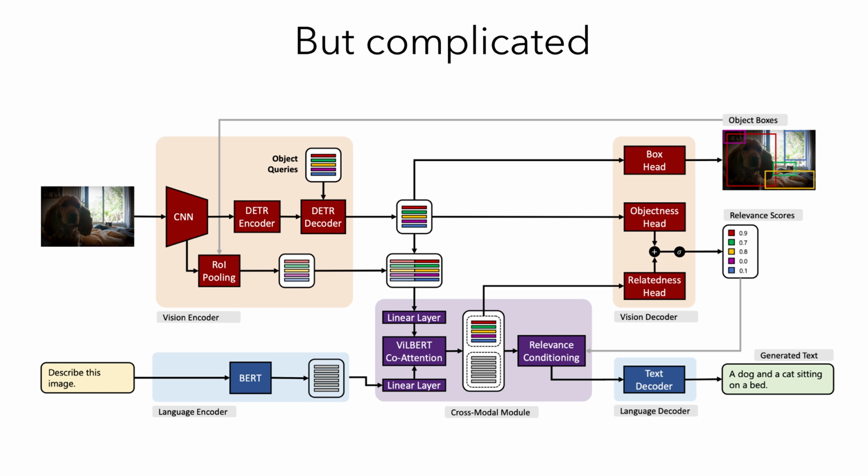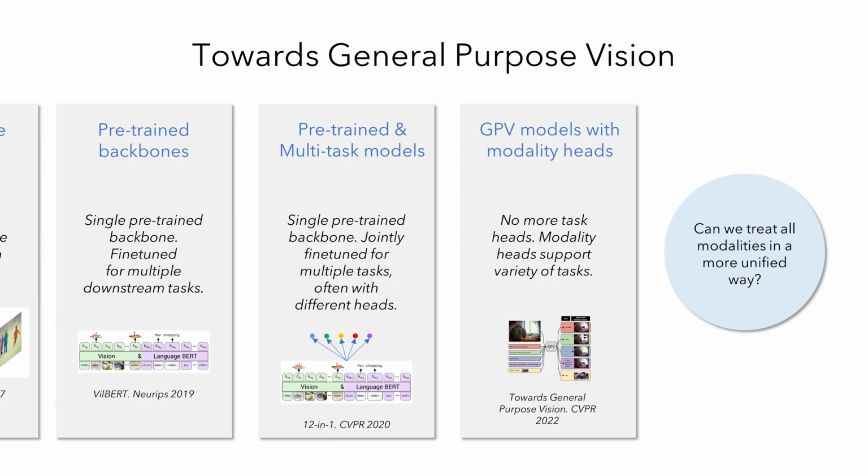But there were some things unsatisfying about this system. I didn't really talk about it, but it's kind of complicated. We have all these specific architectures for vision, another specific architecture for language, and ways of combining them. And so it wasn't clear to us how we were going to scale this up to deal with more modalities and an even broader range of tasks. And so the next question is, can we treat all of these different modalities in a more unified way, instead of having specialized architectures for each of them?